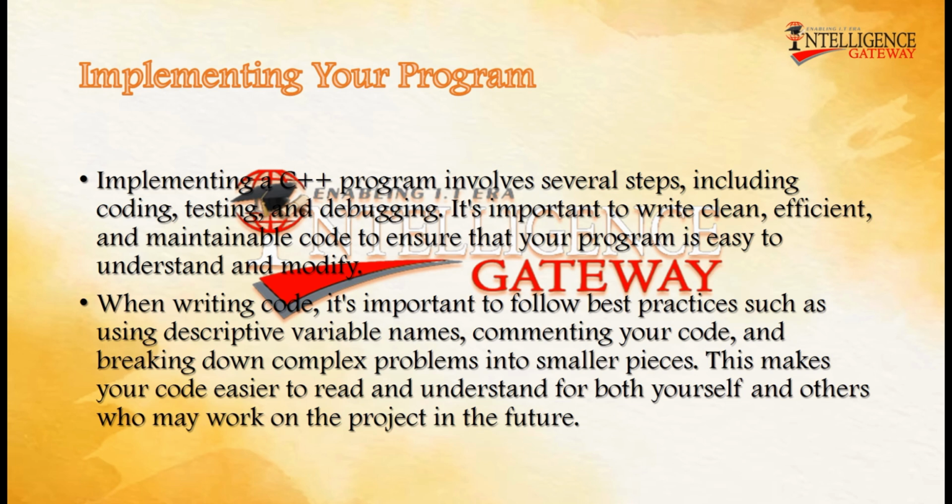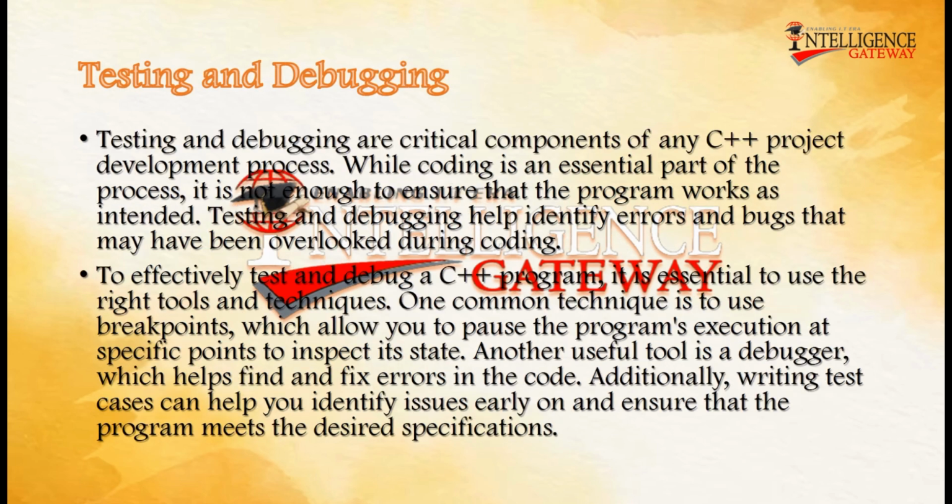Implementing your program. Implementing a C++ program involves several steps, including coding, testing, and debugging. It's important to write clean, efficient, and maintainable code to ensure that your program is easy to understand and modify. When writing code, it's important to follow best practices such as using descriptive variable names, commenting your code, and breaking down complex problems into smaller pieces. This makes your code easier to read and understand for both yourself and others who may work on the project in the future. Testing and debugging.